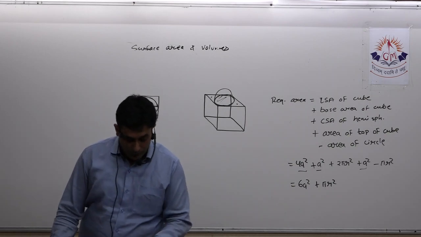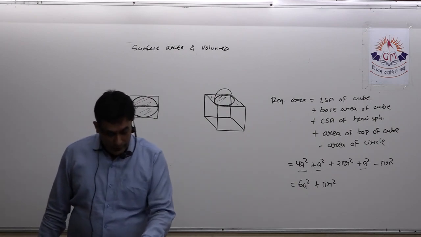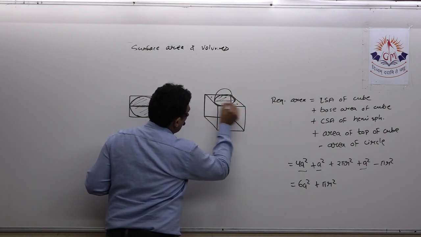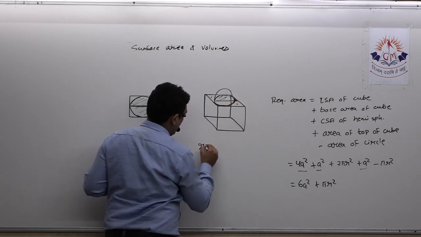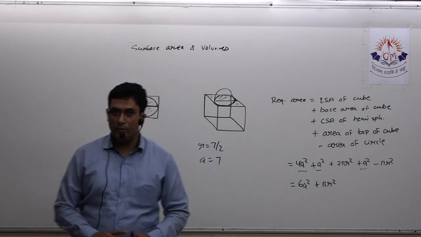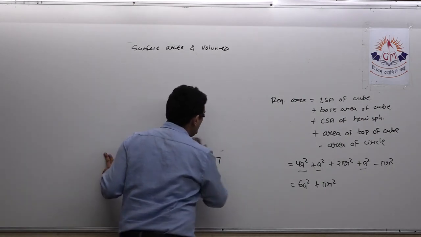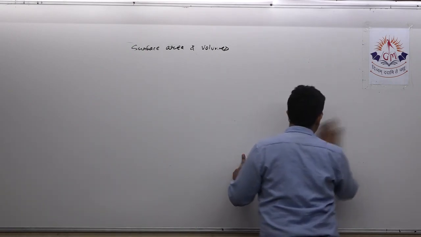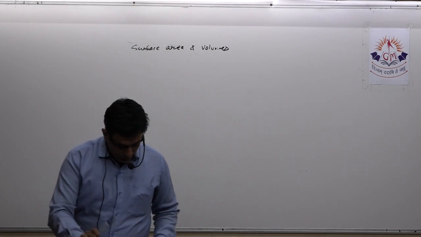Now we'll see what is the value of a: a cubical block of side 7 centimeters. That means a equal to 7. And we know that the hemisphere is kept on that, which means the diameter of the hemisphere is equal to the side of the cube. So the radius of this hemisphere is going to be half of that. That means r will be 7 by 2 and a is 7. Just by keeping the values over here, you will be able to get your final answer. The only thing that you have to understand is which areas you have to include, which areas you have to exclude, and which areas you have to subtract to get the total area to be painted, or the total surface area of a solid figure.